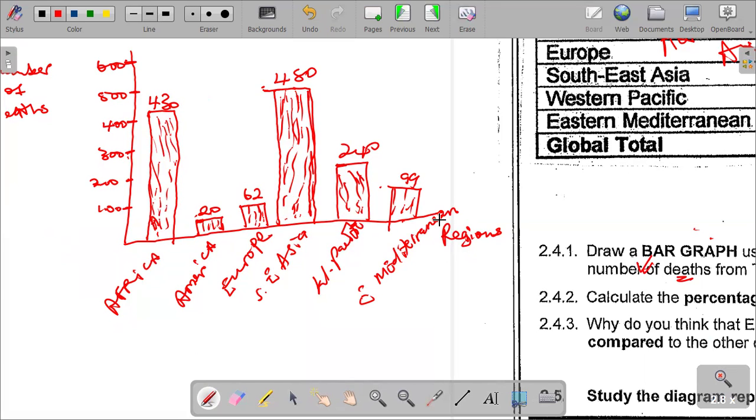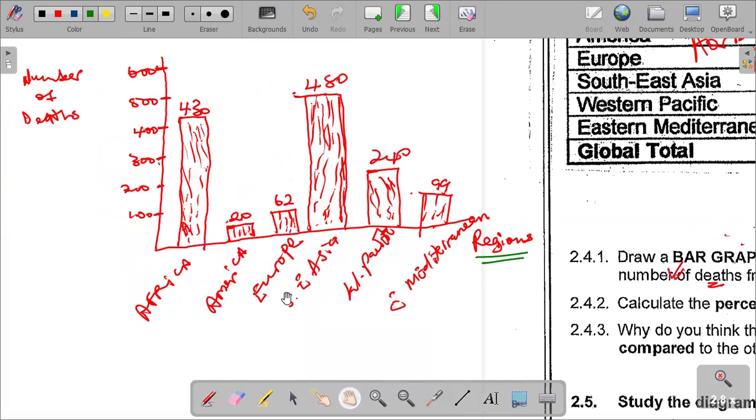So that is my graph. My graph is drawn, showing the regions on the horizontal axis. On this side, I have also shown the number of deaths. And then I have got a key.